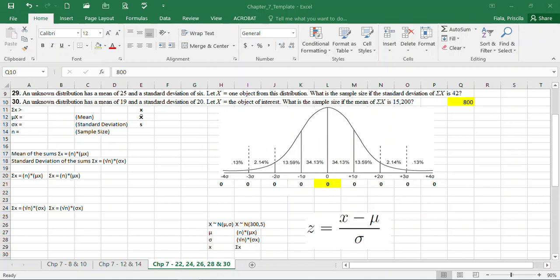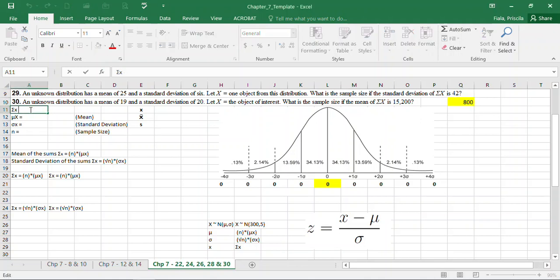Good morning, class. I was contacted by one of your classmates asking me to expand on problem 30 and how I got the 800. I'm going to go over that. Just in case, I'm also going to solve problem 29, to see how you solve it when you're asked for the sample size given the standard deviation of the sums and when you're asked for the sample size given the mean of the sums.